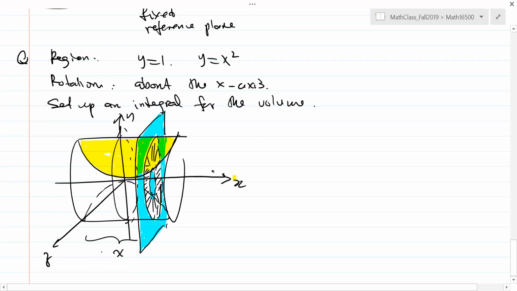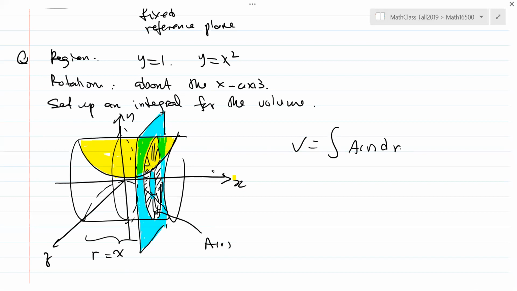I call it R. You can use the X variable, you can use the R variable, doesn't matter. That will be A(R), the area. So the volume is going to be the integral of A(R) dR, the integral of the area of the cross section. But R is not the radius. R is just this distance between the plane you're using and the YZ plane. R is going to be X.